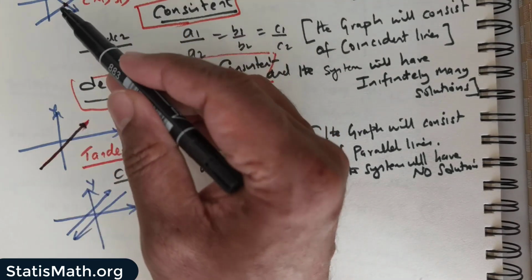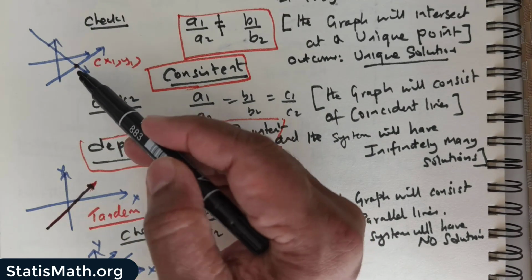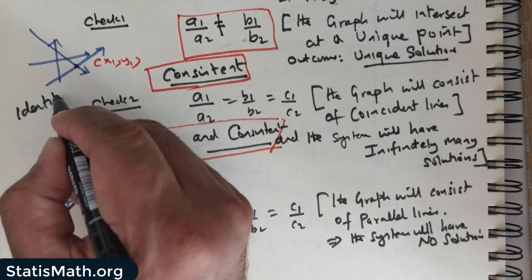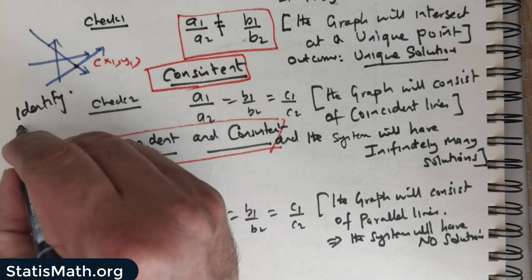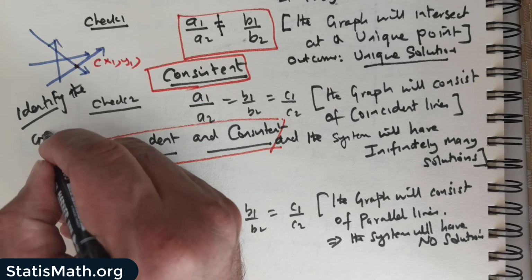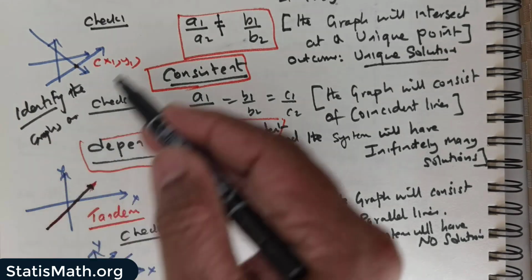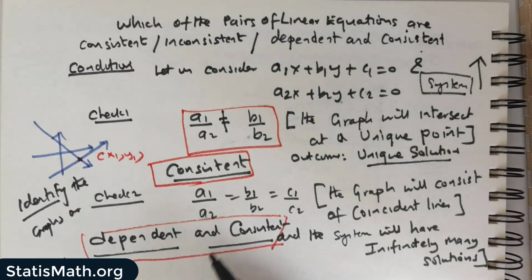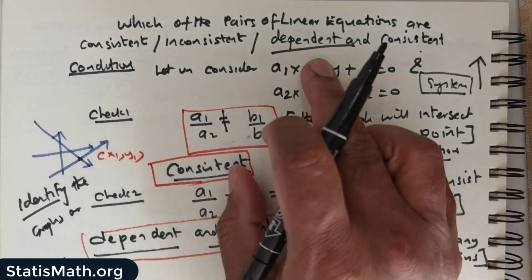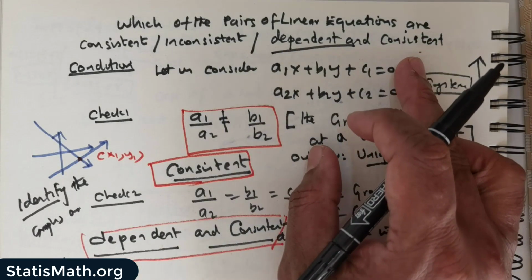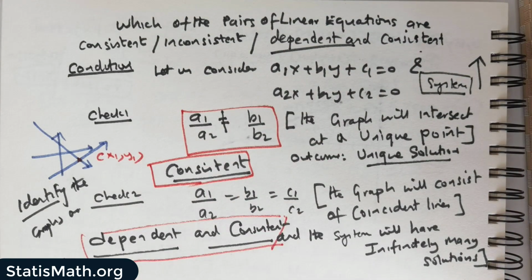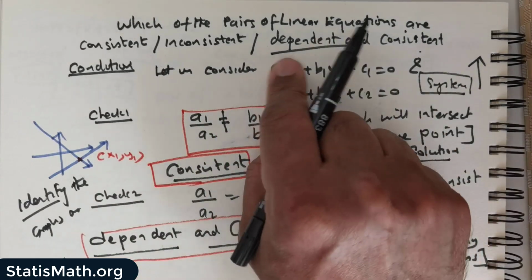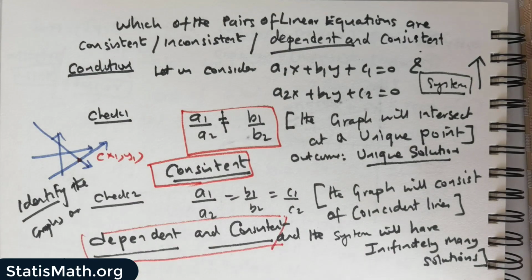So if they were to give you the graphs, they can also say identify the graphs as consistent, inconsistent, or dependent and consistent. This is the most important term that you have to know: dependent and consistent. Some of the textbooks and online videos which I have seen are only talking about consistency and inconsistency. Well, there is also the third category, what is called dependent and consistent.